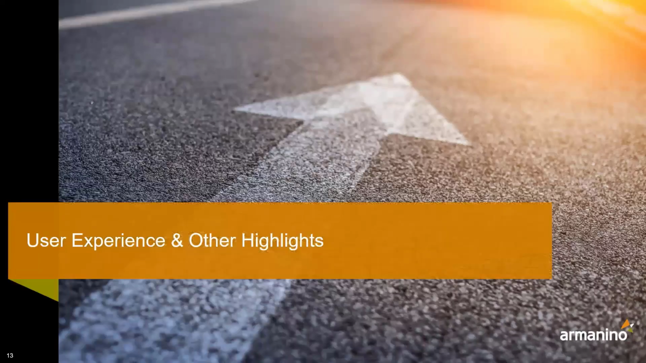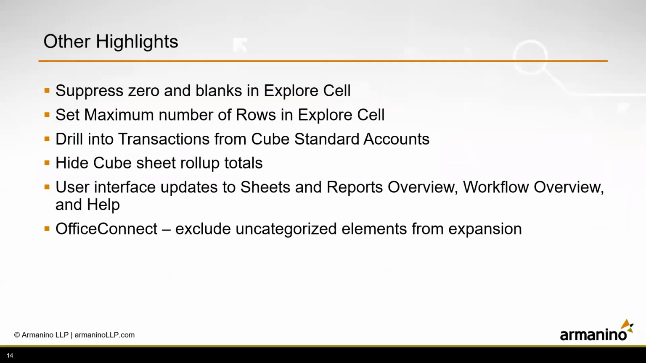There are some other user experience improvements. This first one here I really, really like, being able to suppress zeros and blanks in Explorer Cell. So if you do go into Explorer Cell and there are 1,000 rows of vendors and all of them are zero, this will only show you the details of that month that have values in them, which should make it a lot easier to sift through the Cell Explorer. You can even set the maximum number of rows in Explorer Cell under your general setup in the administrative screen of Adaptive.